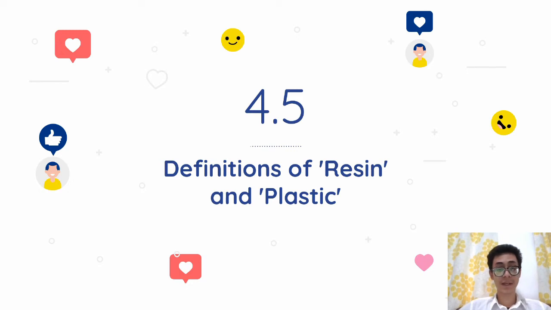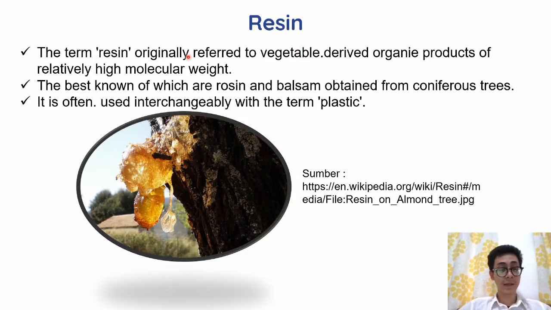4.5 Definition of resin and plastic. Resin. The term resin originally referred to vegetable derived organic products of relatively high molecular weight, the best known of which are rosin and balsam obtained from coniferous trees. It is often used interchangeably with the term plastic.